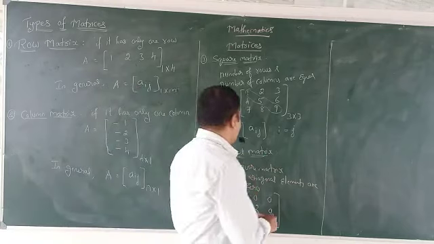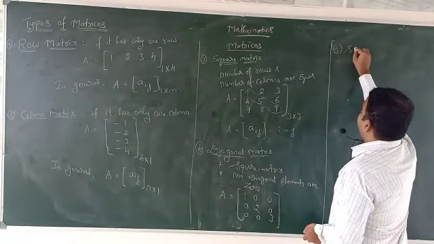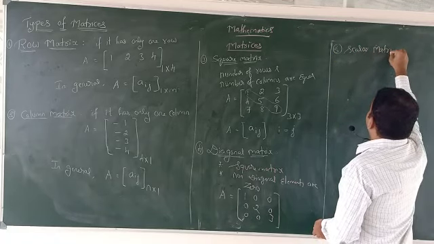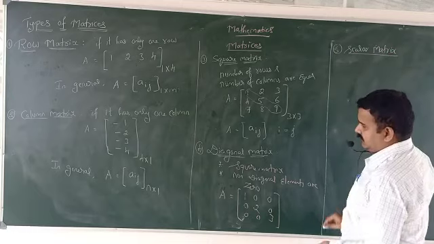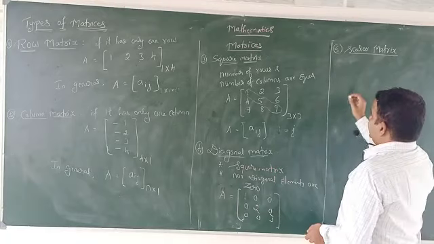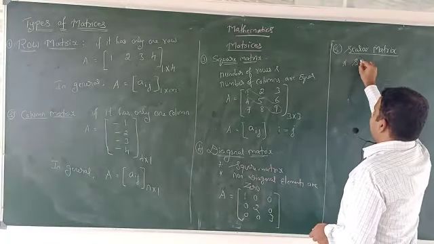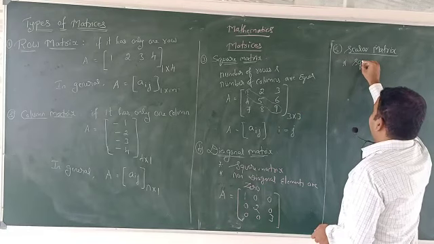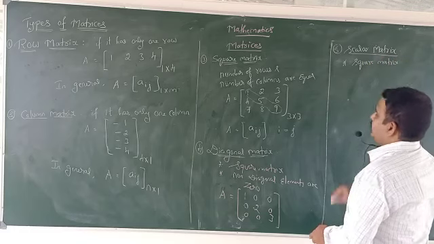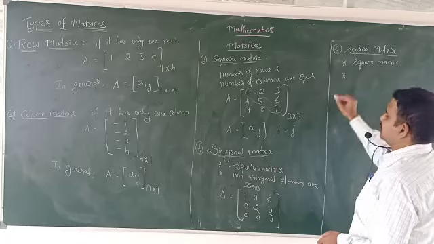Right. Next, let us move on to the scalar matrix. A scalar matrix is also a square matrix. That is the first condition: it should be a square matrix. Next, what is the condition here for the scalar matrix?